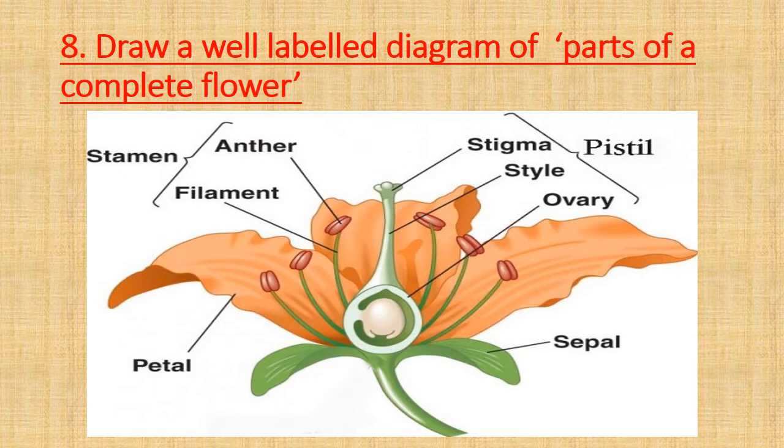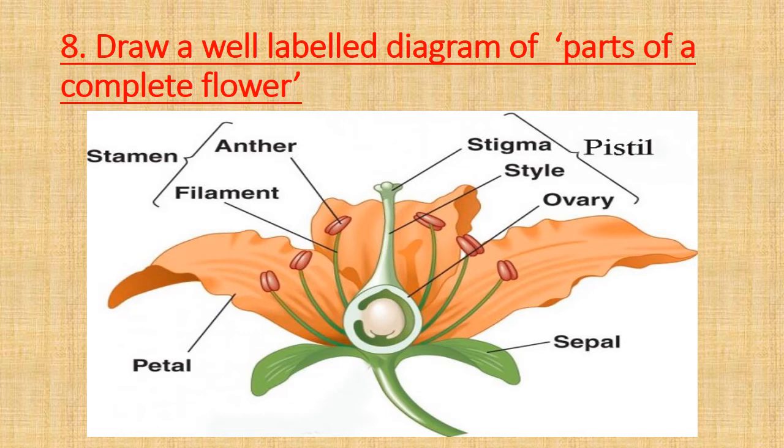As you can see, this flower has all 4 whorls. Petals are there. They are brightly colored and their function is to attract insects, and they protect the inner reproductive organs of the flower. And the second whorl, we can see sepals. They protect the flower during its bud stage. Also, they form the outermost whorl.